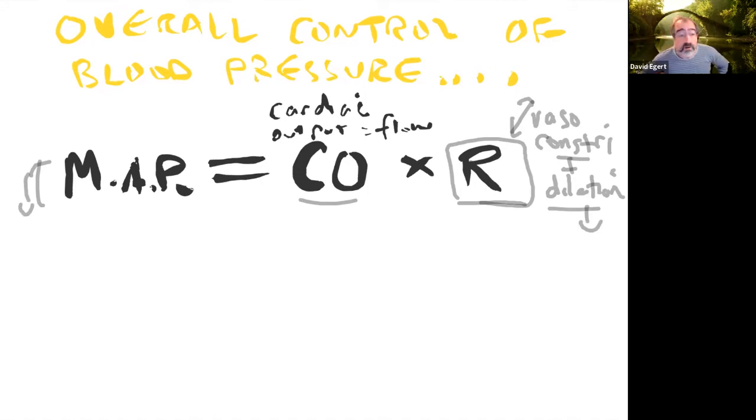So a big part of blood pressure control, particularly the short-term blood pressure control, is going to be vasoconstriction and vasodilation. The other thing that we need to look at in more detail is cardiac output, things that affect the flow coming out of the ventricles. And this we do need to look at in more detail right now. So cardiac output. Cardiac output can be further broken down into what we call stroke volume.